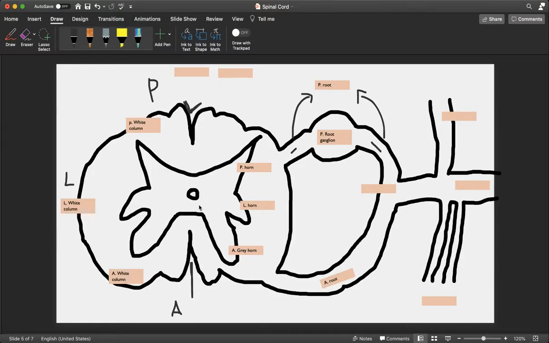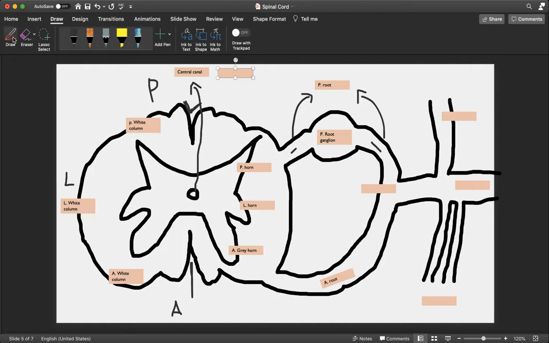Next, we have to draw or label the structure in the middle here. So this little hole is actually hollow, and we call it the central canal. The central canal is actually hollow, and it has a very big purpose. This is where cerebral spinal fluid is created. We know that cerebral spinal fluid in the brain was created in the ventricles. Well, the central canal is where it's created for the spinal cord.